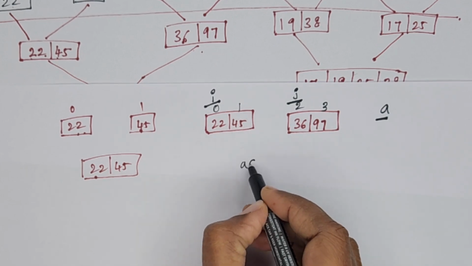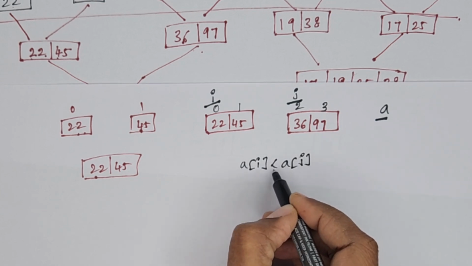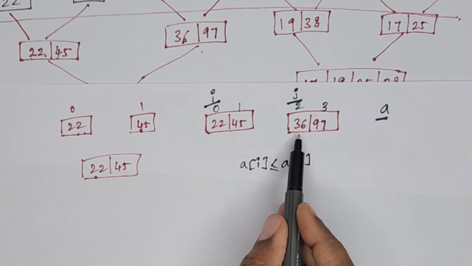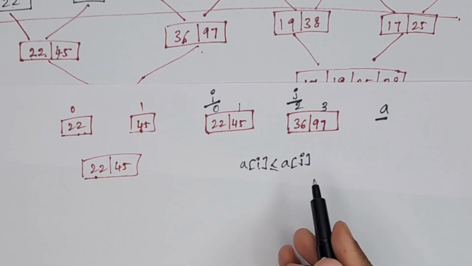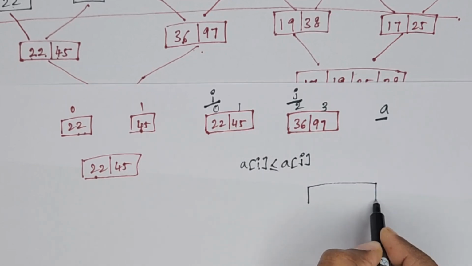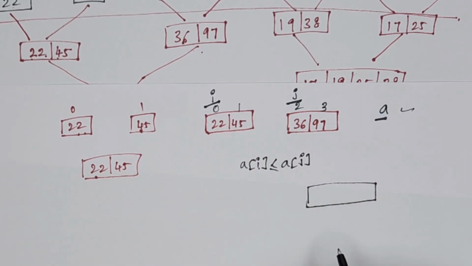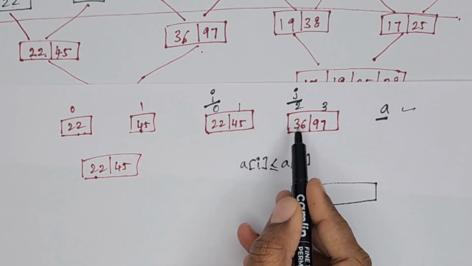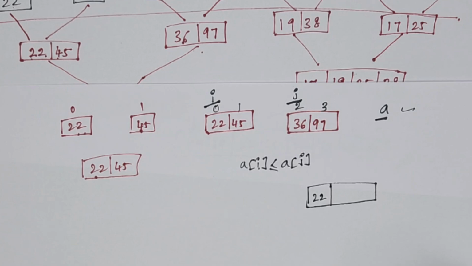Now, is A of I less than A of J? Okay, less than or equal. If A of I is less than or equal to A of J, then that smallest element we have to place in one temporary array. After storing in the temporary array, later we can copy to the A array. That is very simple. Now, 22 is less than 36. Now, I am going to copy 22 to the temporary array.